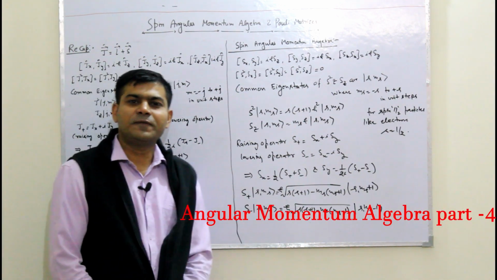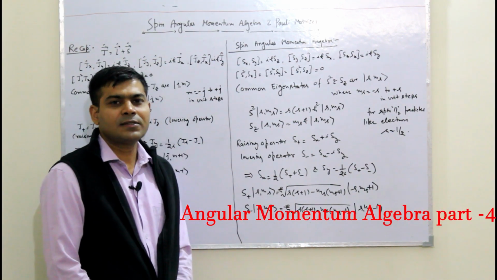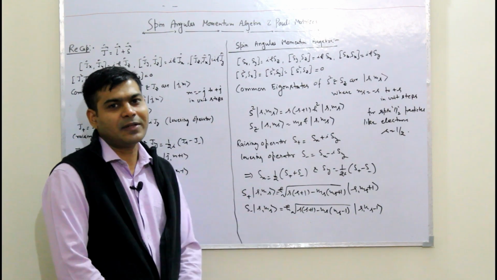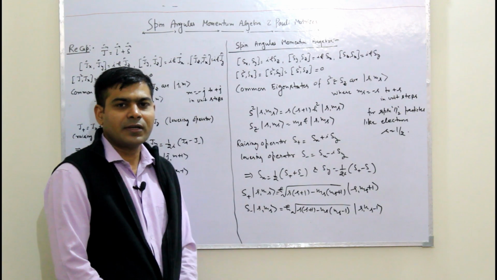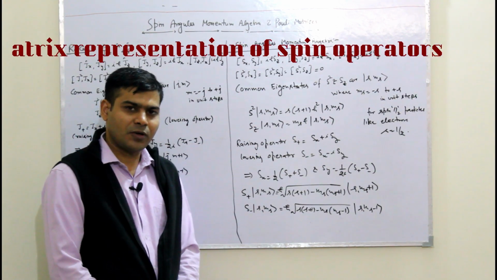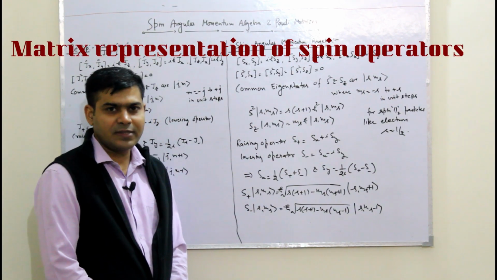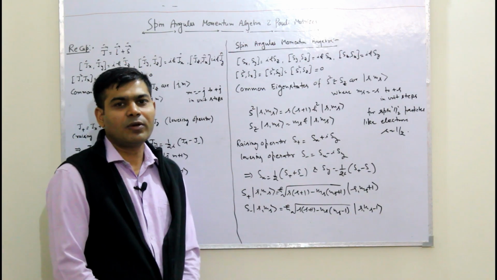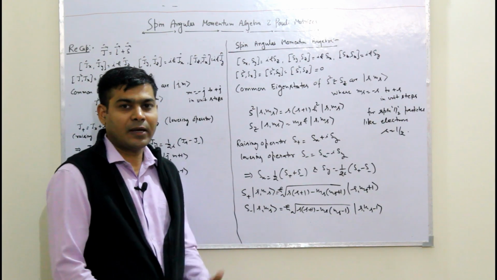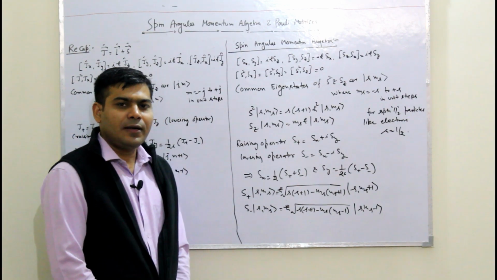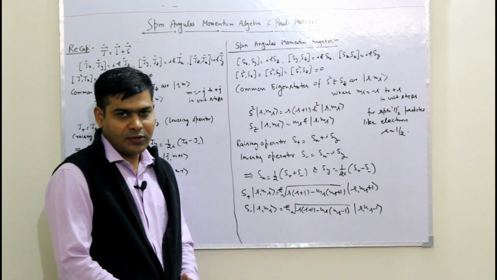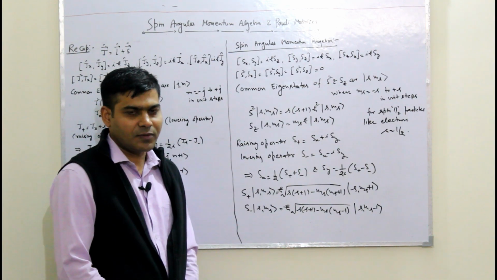Hello, welcome to the fourth lecture in this lecture series on angular momentum algebra. In this video, I'm going to talk about the spin angular momentum algebra of the electron and how the different components of spin angular momentum are related to the different Pauli matrices. In case you have not watched my earlier videos, I have provided the link in the description box.